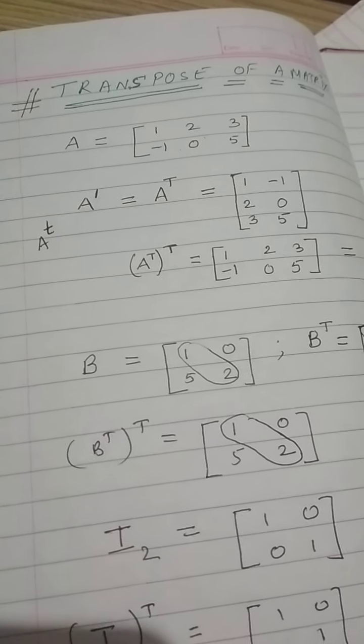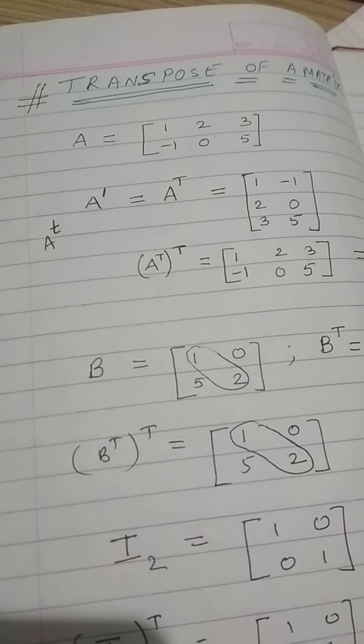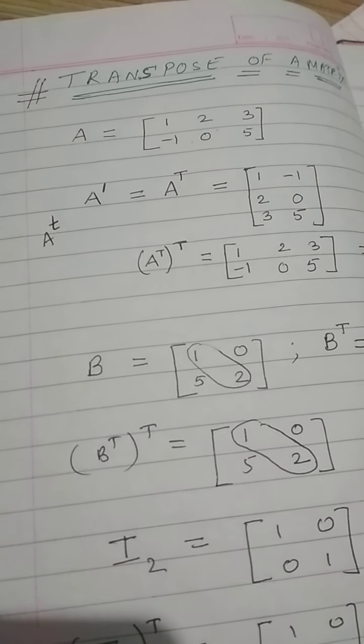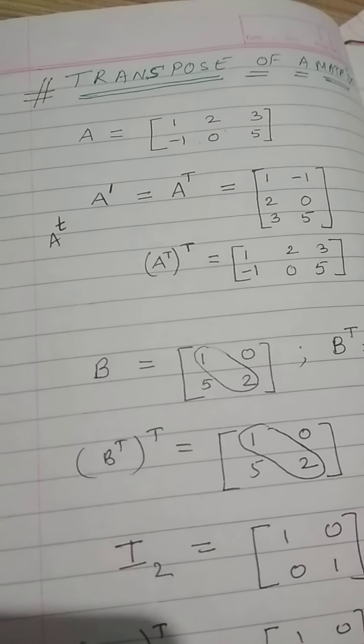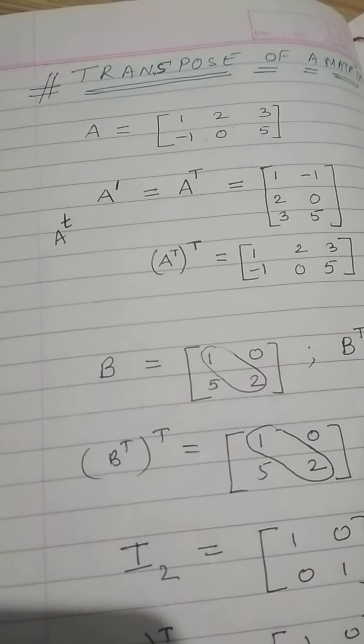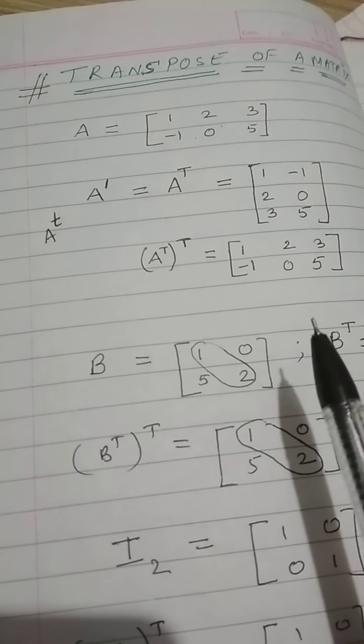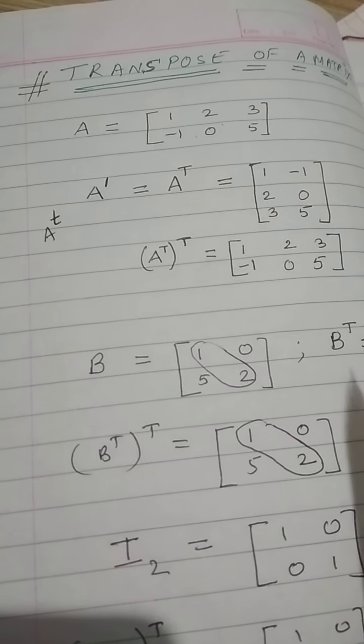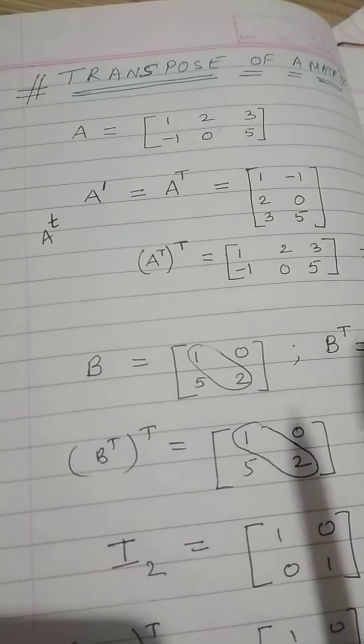Hence, we covered one good, interesting topic, which is the transpose of a matrix. What is the definition of the transpose of a matrix? A matrix which is obtained by changing rows into columns or columns into rows is called the transpose of that matrix. And the transpose of the transpose of a matrix is the original matrix itself.